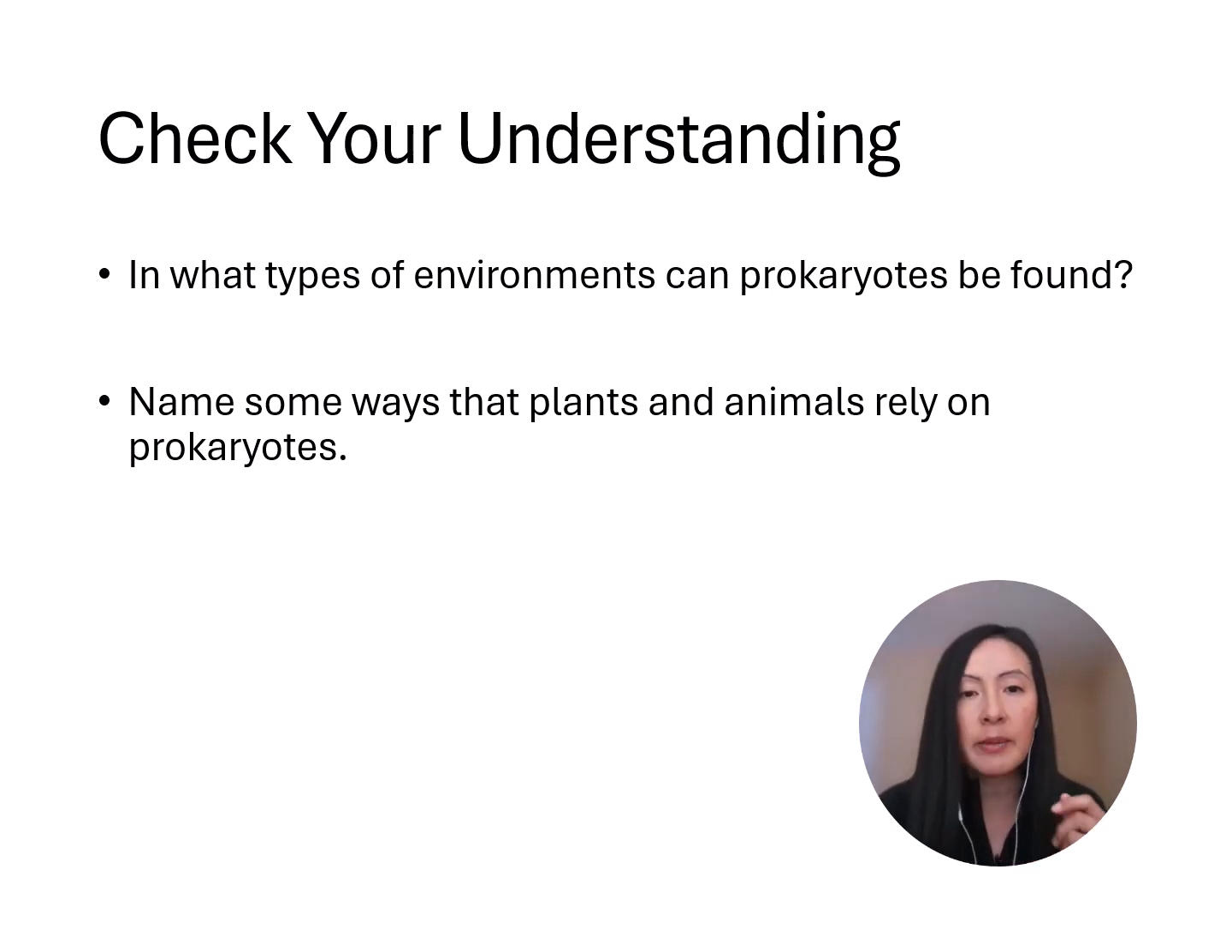For the second one, name some ways that plants and animals rely on prokaryotes. We talked about carbon fixation, so microbes can convert carbon dioxide into organic carbon that animals can use. Nitrogen fixation, like rhizobium in the legume roots, can produce ammonia, which is essential for plants and their building of biomolecules. Soil fertility, we talked about how microbes can break down organic molecules to form humus, and that supports plant growth. And upcoming in the next few minutes, we're going to talk about mutualism in animals.